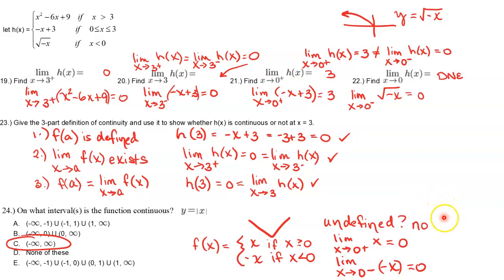So step number 1, is it undefined anywhere? No, because undefined is going to come from domain issues, right? From a 0 in the denominator or a negative under an even indexed radical. I don't have any problems with that. It's defined everywhere. All right, then I would need to find the limit from the left and the limit from the right.